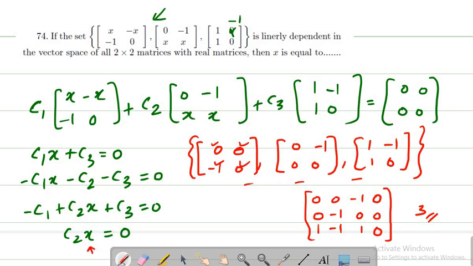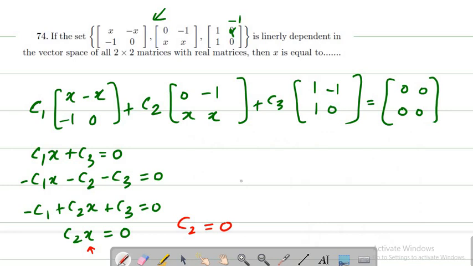So if x is not taking the value 0, then c2 has to be 0, right? Now if c2 is 0, what are you going to get from here? If you substitute c2 to be 0, we get minus c1x minus c3 is 0, and also we get minus c1 plus c3 is 0. From this what we get is c1 is equal to c3. So if c1 is equal to c3, then I think we are done.